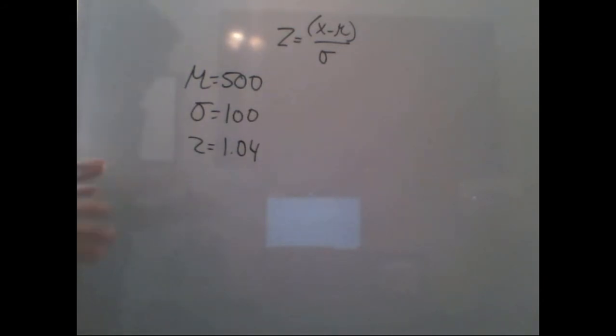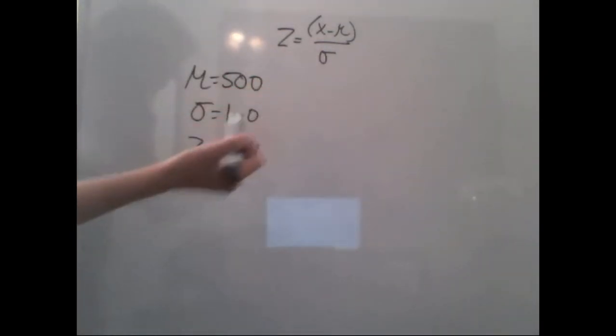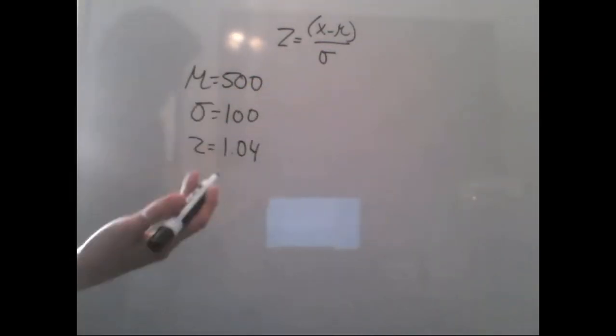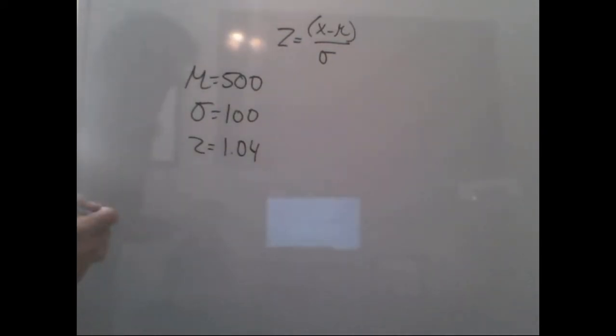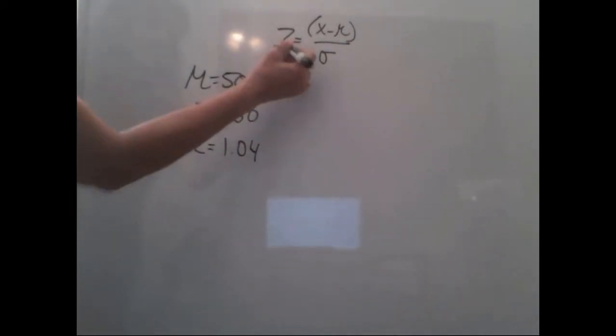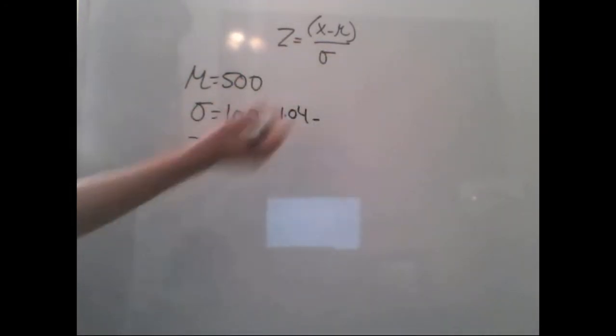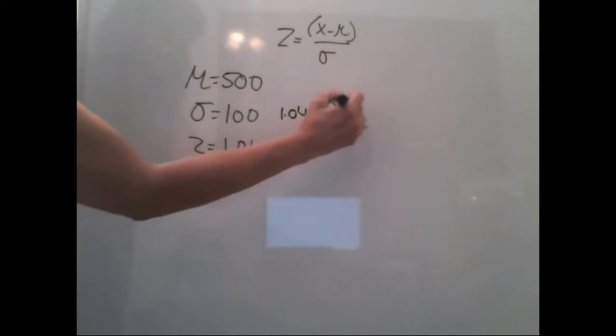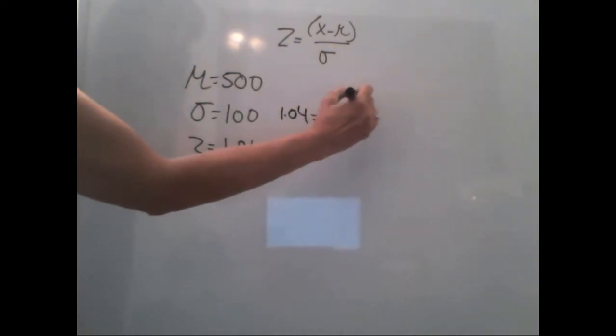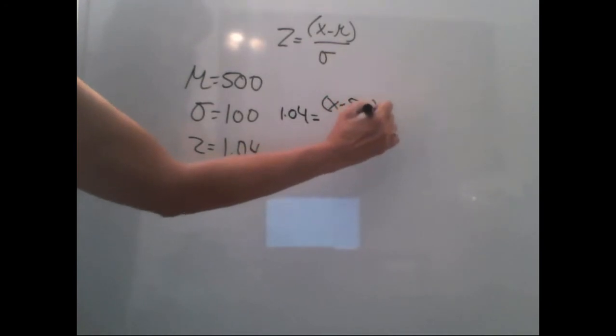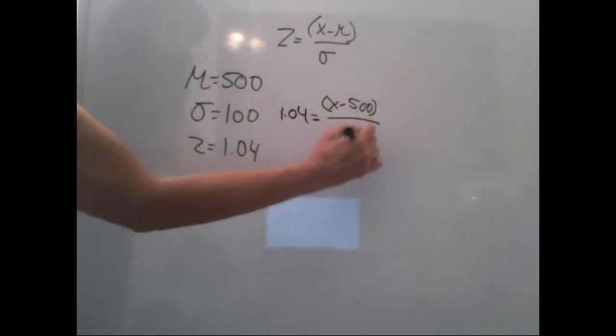We have all the needed information now to find the raw score that's associated with a z-score of 1.04. Our mean of 500, standard deviation of 100, and the z of 1.04. As a reminder, here's the z formula. I'm going to show you how to use algebra first to figure this out, and then I'm going to show you with the handy formula. So we know the z is 1.04, and we know that the z is equal to whatever score we have, which we don't know, minus the mean of 500 divided by the standard deviation of 100.